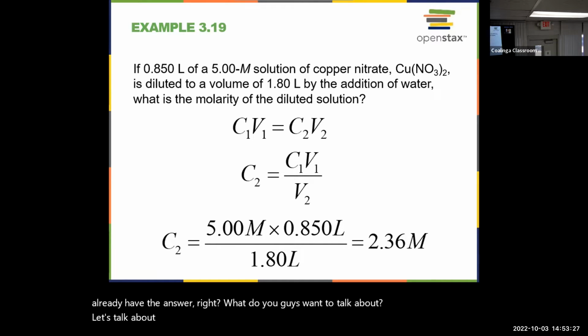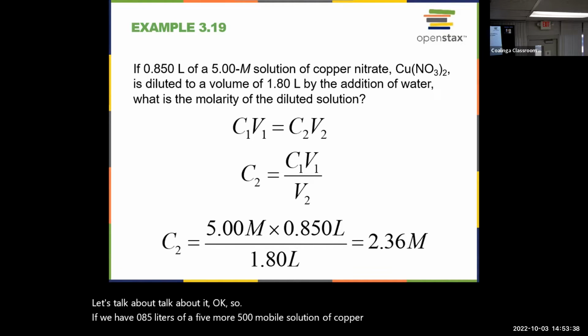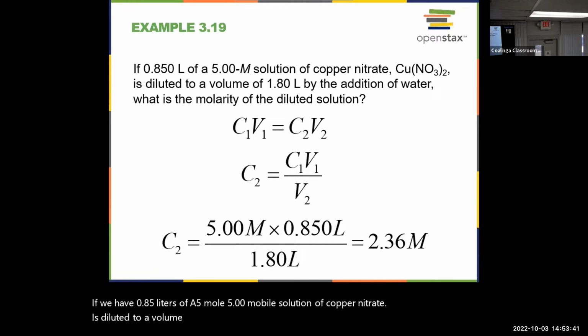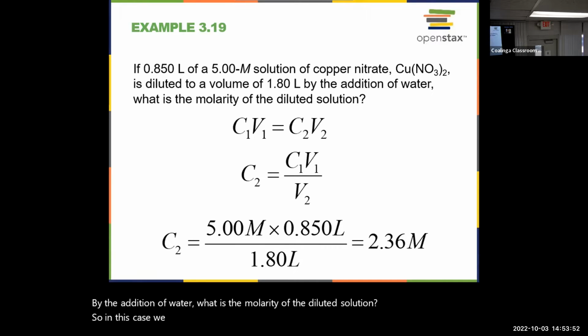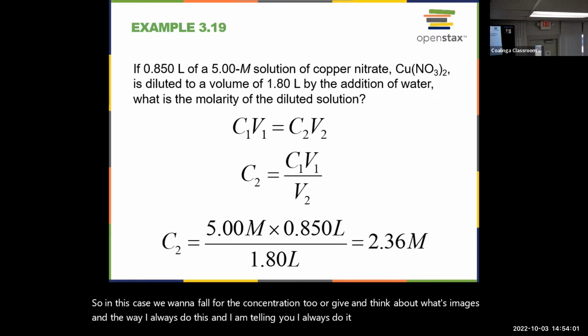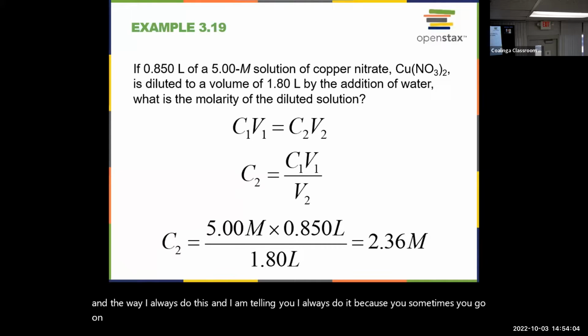Okay. So if we have 0.85 liters of a 5.00 molar solution of copper nitrate that is diluted to a volume of 1.8 liters by the addition of water, what is the molarity of the diluted solution? Okay, so in this case, we want to solve for the concentration, C2. Think about what's given to us. The way I always do this is I write down what each one of these are. I have my C1, my C2, my V1, my V2.